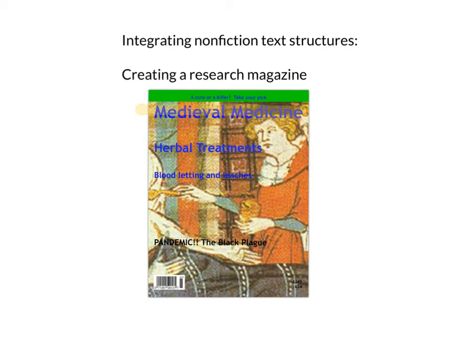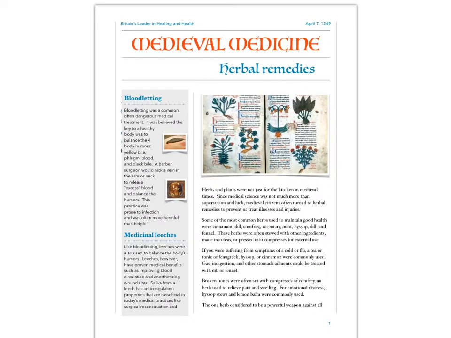And as I thought about the different text structures that I would use to write about medieval medicine, I decided that I would write about herbal remedies, bloodletting and leeches, and then lastly, a pandemic, the Black Plague. From there, I'm going to figure out which types of nonfiction text structures I would use to write these 3 different articles. So here's page 1 of my magazine, and I tried to choose a font that was appropriate for this time period. So again, my topic is medieval medicine. My first article is herbal remedies, and then my second article on this page is bloodletting and medicinal leeches.